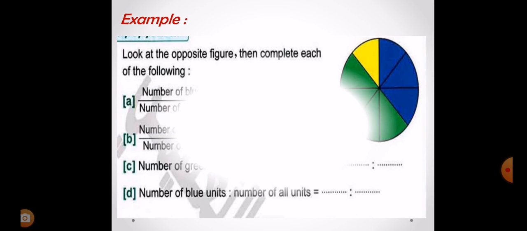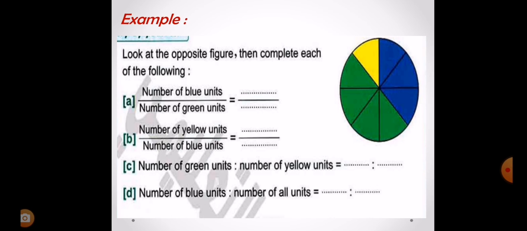Example. Look at the opposite figure, then complete each of the following. Number A: number of blue units to number of green units. We want to complete the dots. How many blue units here? 1, 2, 3. So blue units equal 3. How many green units? 4. So the ratio of number of blue units to number of green units equals 3 to 4. Excellent.